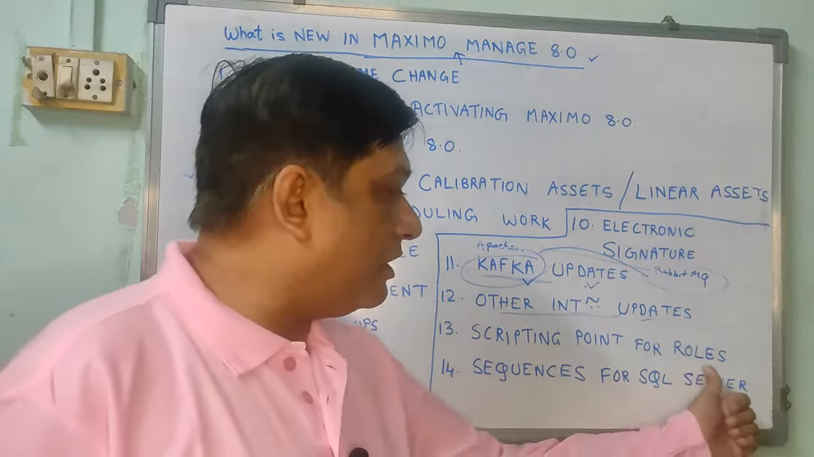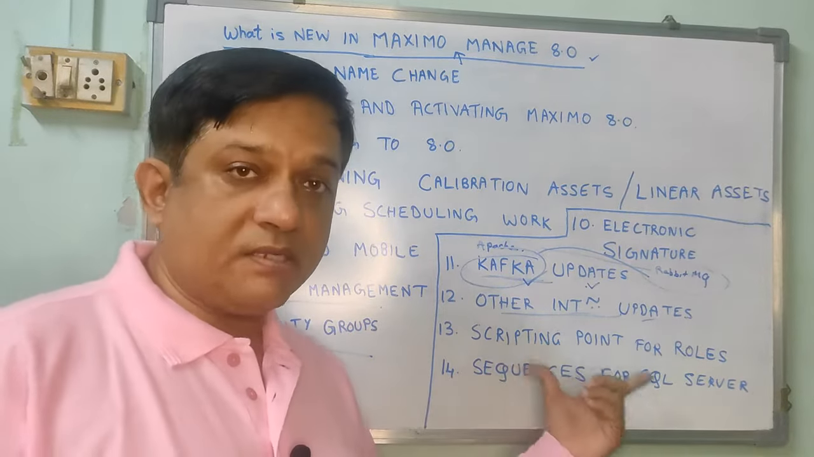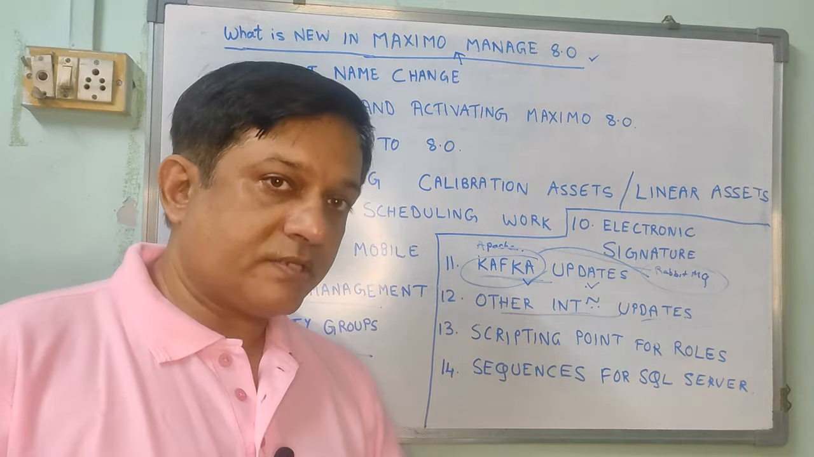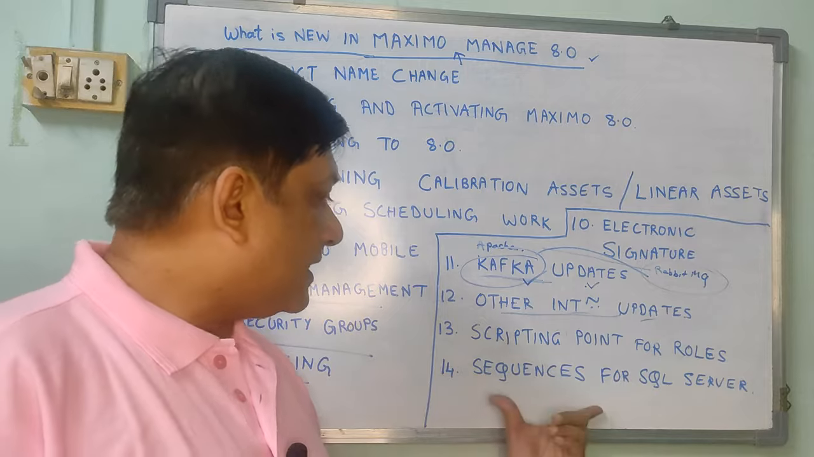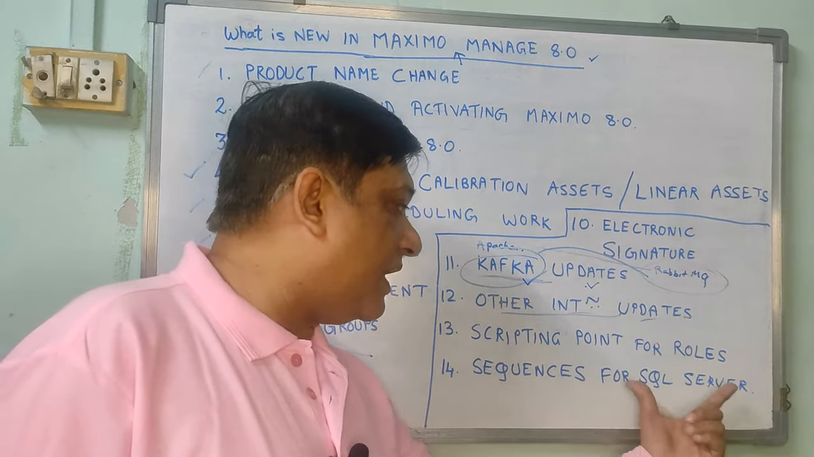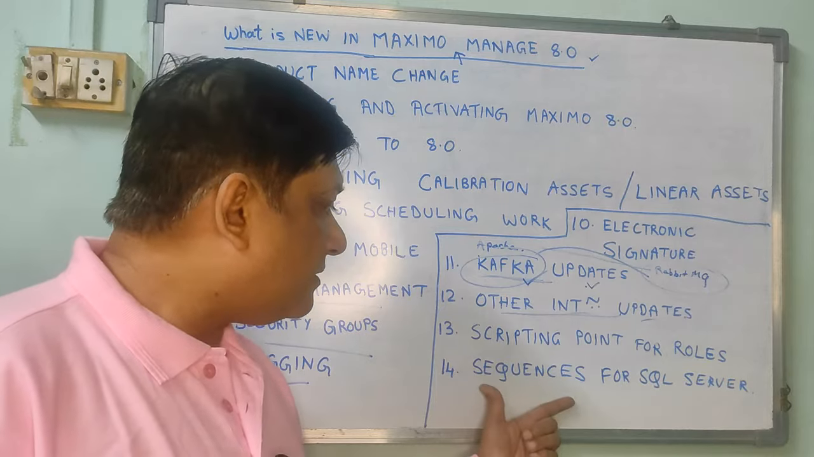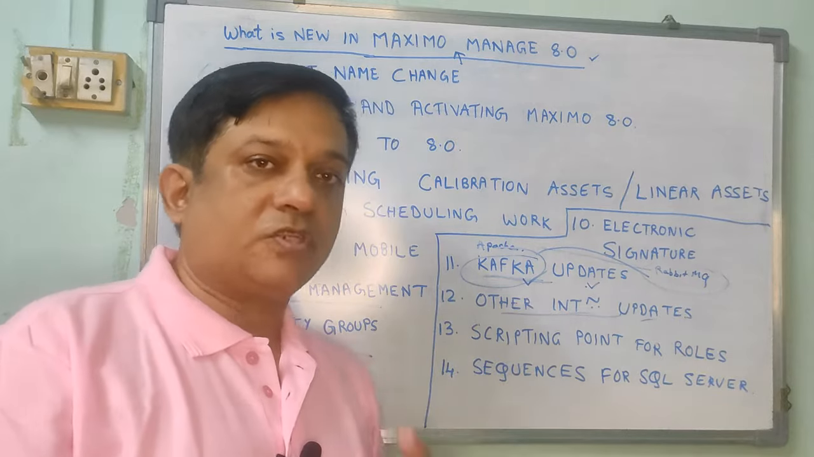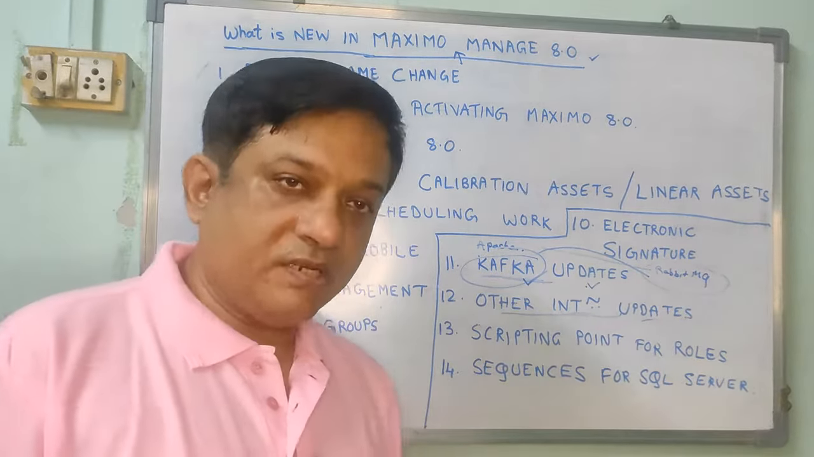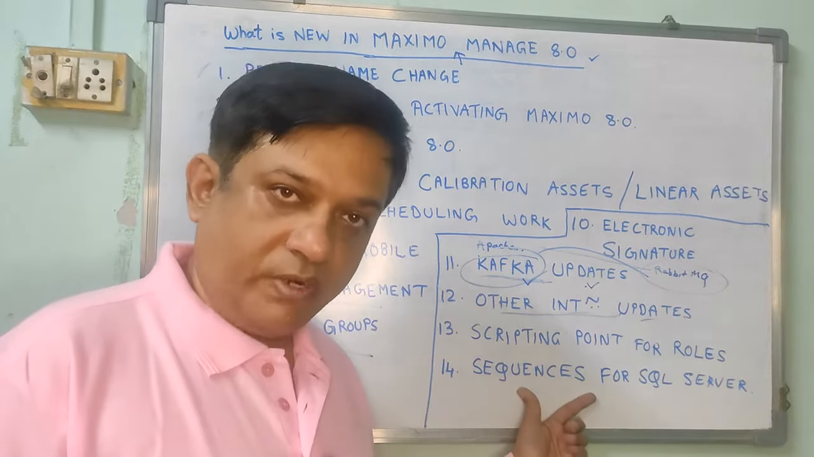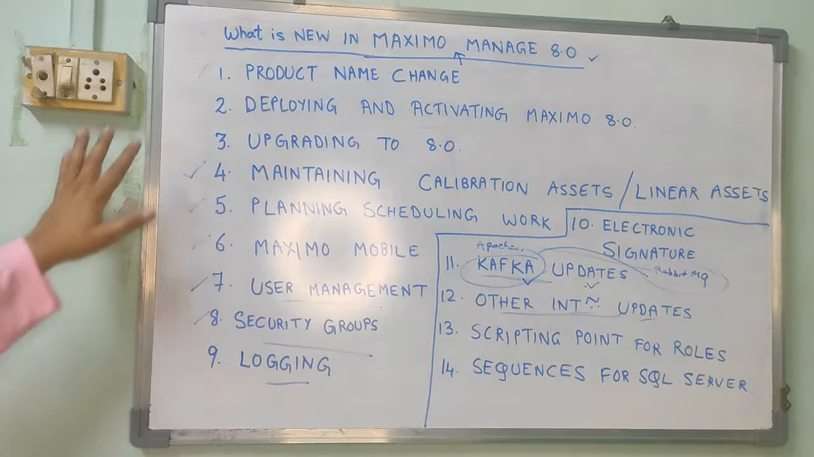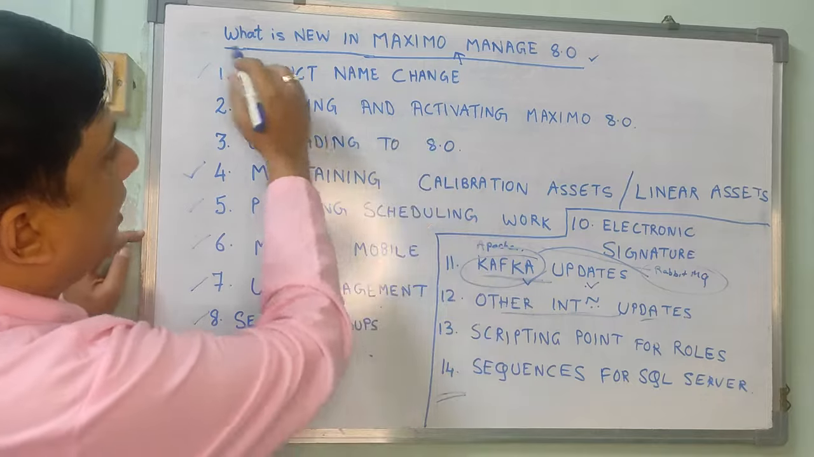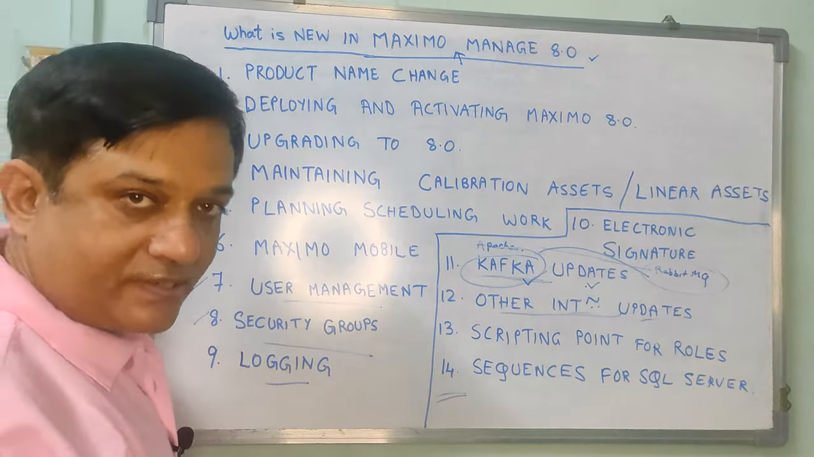Then comes scripting point for roles. Now scripting point is the place where you can define the roles and then you can assign the roles. So that is scripting point. Second is sequences for SQL Server. The SQL Server can define their own SQL Server updates or the schemas, and whatever they define is called sequences. So overall, these are the total 14 new updates. What is new in Maximo Manage 8.0?